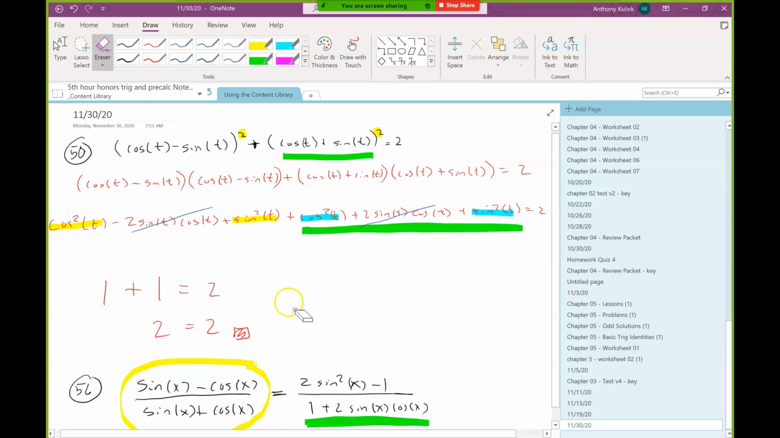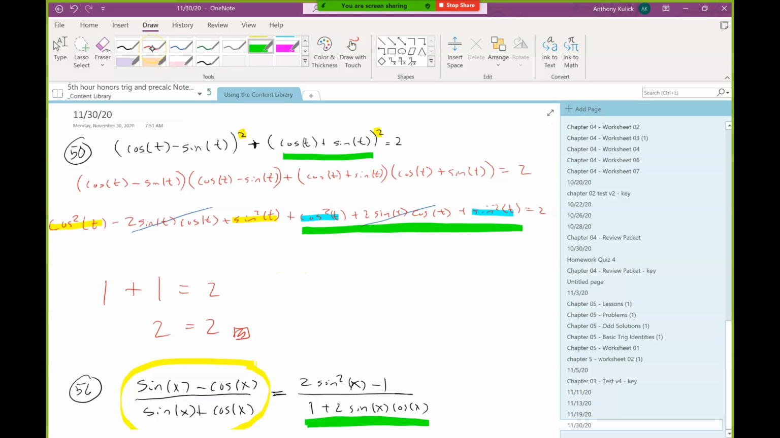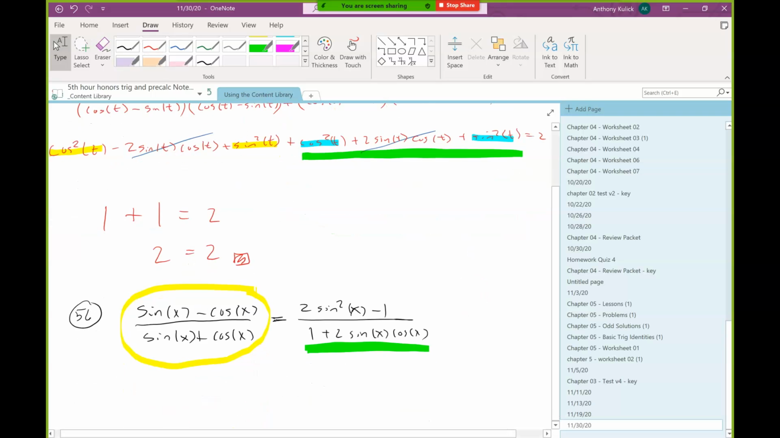So that's going to tell me what I'm going to do as my initial step: I'm going to multiply the top and bottom of the left-hand side by sine plus cosine, because I know it's going to give me the denominator that I need, and then I'll hopefully be able to sort out the numerator after that. So I'm going to erase that and move it up here so I have a space to write that.